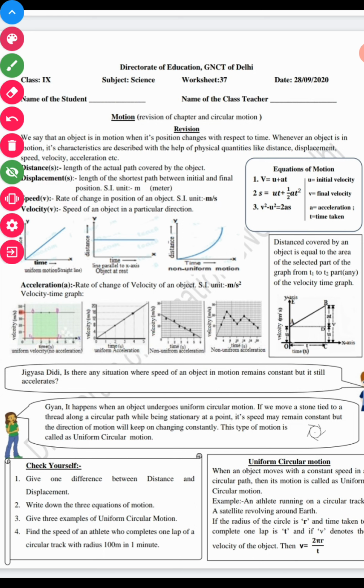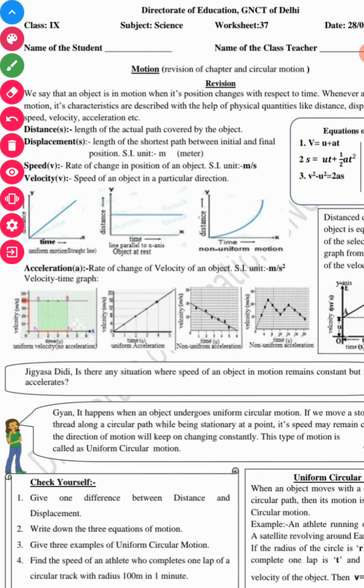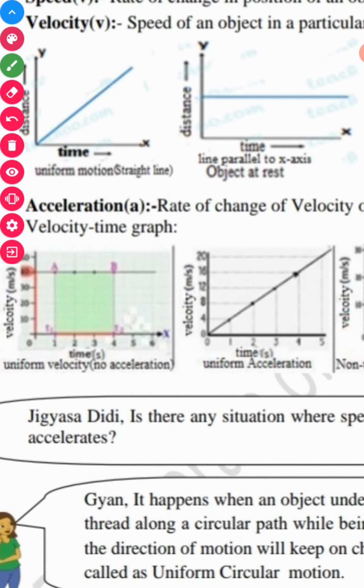See, students, this is the graph of uniform motion. This is the graph of an object at rest, and this is the graph of non-uniform motion. What about acceleration? Acceleration is the rate of change of velocity of an object, and its unit is meter per second squared. And remember this graph? This is a graph of uniform velocity, where there is zero acceleration.